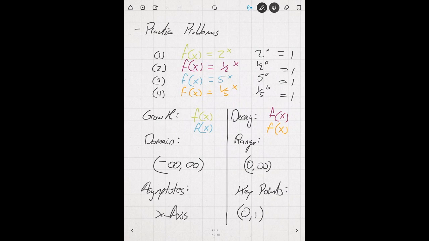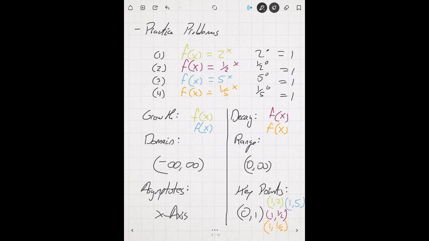So again, pause the video and take a minute to try to determine, for all of these given functions, what is at least one other point that each of them has that would help you determine how wide or how narrow the graph is. Take a minute, pause the video, and try to determine those points.